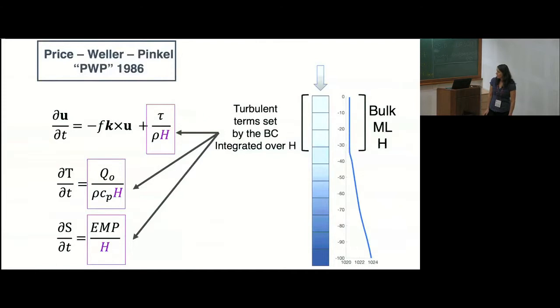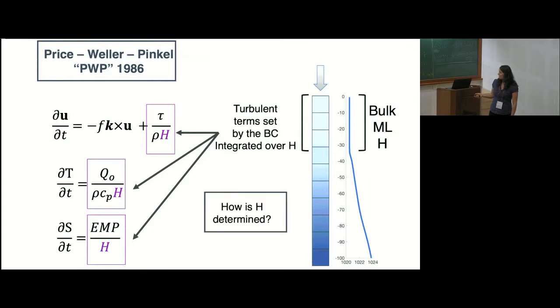All right, so the Price-Weller-Pinkel model is a bulk mixed layer model, and so it really treats the entire mixed layer as one huge layer, and so all of these terms are going to be averaged over the mixed layer depth, and therefore the turbulent terms that come into this are going to be set at the surface, averaged over the mixed layer. So for example, for momentum, we have the input of surface stress, which is averaged over the mixed layer, and the same with heat flux and buoyancy.